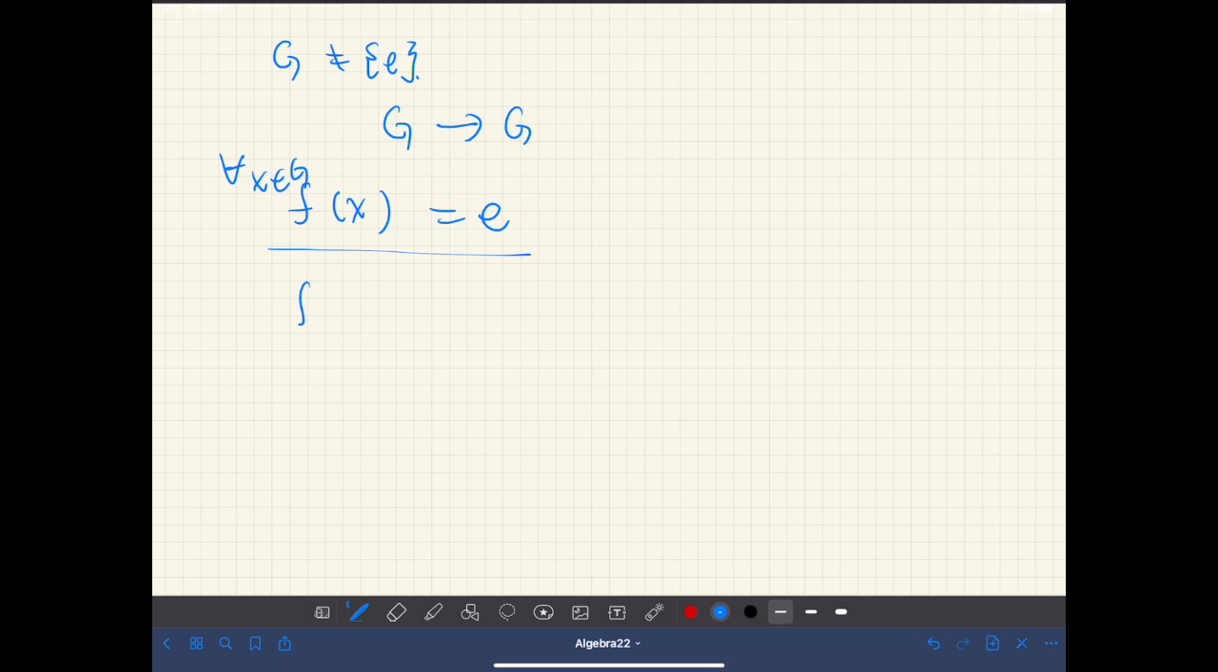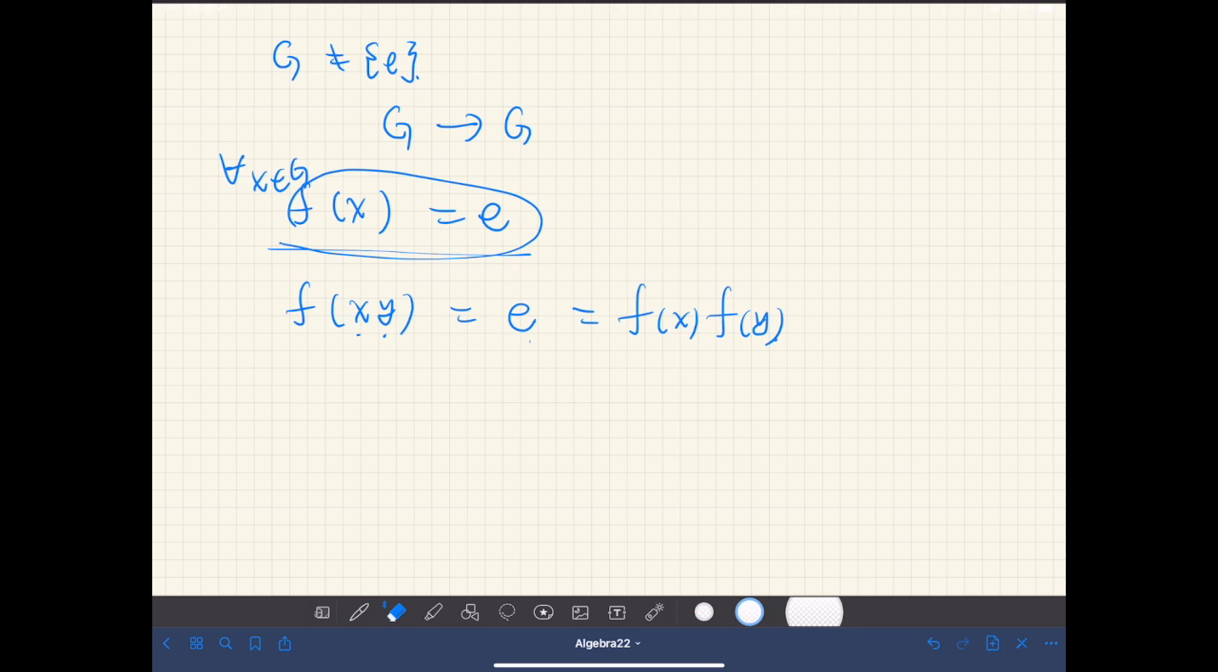So f of xy is equal to E, right? Because xy is an element of G, and any element of G is mapped to E. And since by definition this is E, this is equal to f of x and f of y. So therefore, this f defined in this way is a homomorphism.